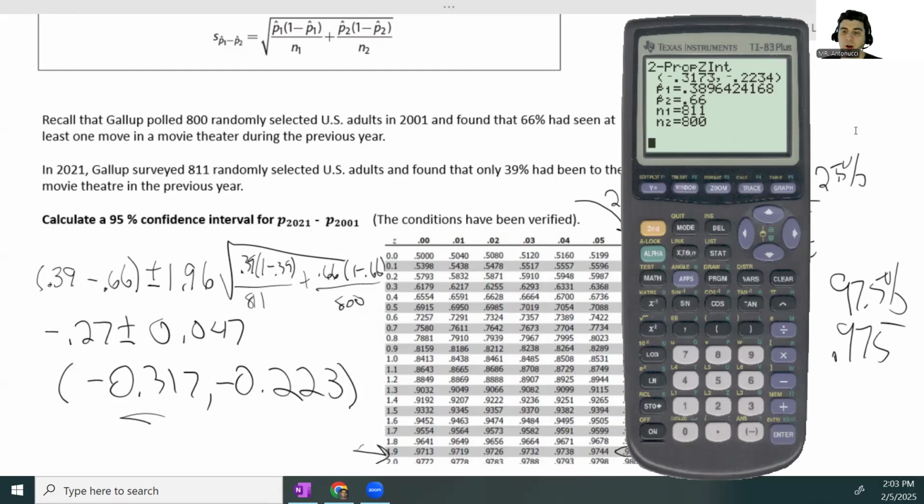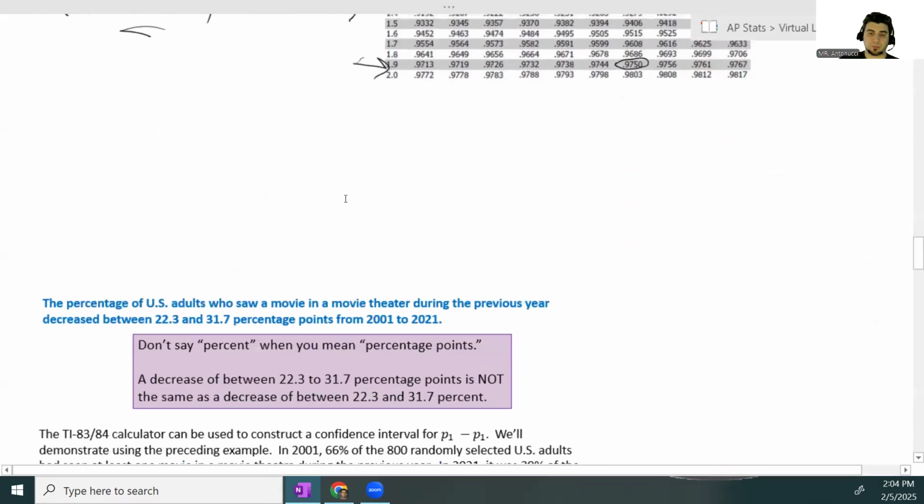If I hit calculate, this is going to give me p hat for the first and second samples, as well as the confidence interval and the sample sizes. Note that it did the samples in the order 2021 minus 2000. So if you wanted to do it the other way, you would just have to put the information in backwards. So instead of 316, 811 here, I'd put 528 and 800, and then 316, 811 here. Okie doke.